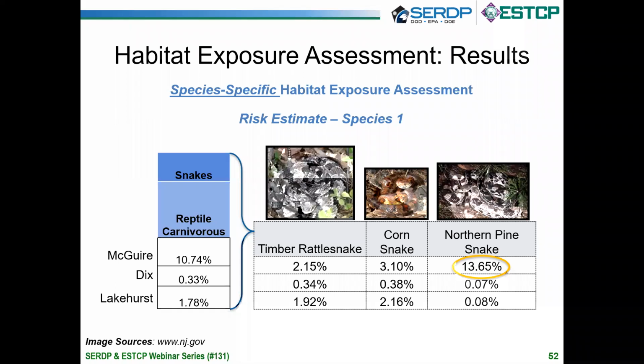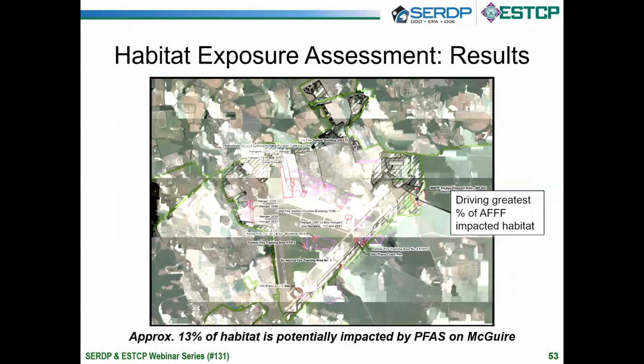So moving on to looking at the species-specific estimates, we can see which species may be contributing the most to the taxa dietary percentages. So for instance here, looking at the percentage of carnivore reptiles, which is represented by timber rattlesnakes, corn snakes, and northern pine snakes, we see that the majority of the impacted habitat is being driven by the northern pine snake. So in looking at the habitat assessment, this is for McGuire, we can see that this is largely driven by this one area of habitat identified right here. And therefore we carry the northern pine snake through to the probabilistic risk assessment.